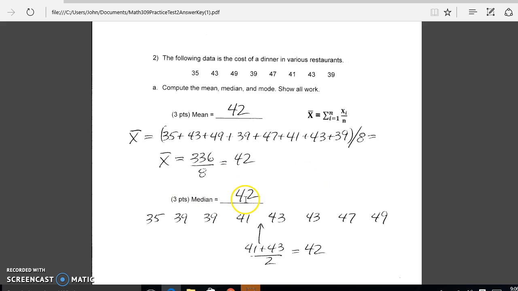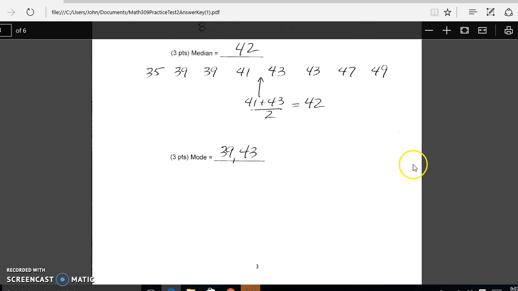The median is the middle point when the data is arranged from the smallest to the largest. So we arrange our data in that order. When we have an even number of data points, we're going to have 2 in the middle. So we average them, we add them together and divide by 2. And again, we get a median here, which is the same as the mean of 42.